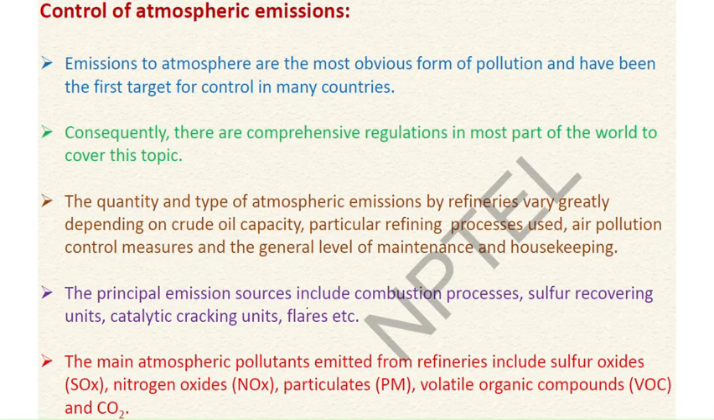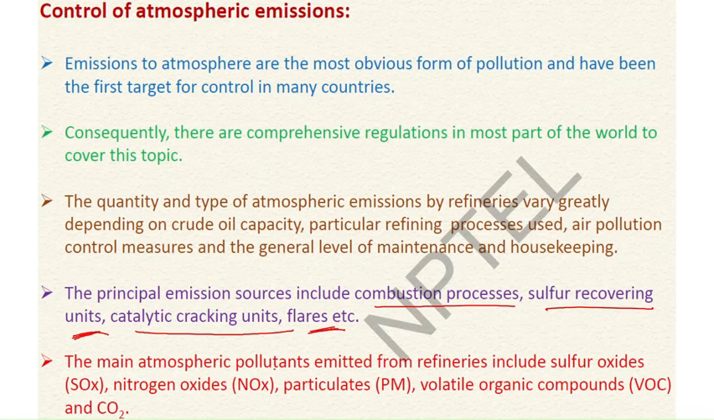The principal emission sources include combustion processes, sulfur recovery units, catalytic cracking units, and flares. Mostly the emission comes from the combustion processes, where a huge amount of flue gases are released. In the sulfur recovery unit, a large amount of sulfur H2S is treated. Then the catalytic cracking unit also releases a large amount of flue gases and effluents. And in the flare, a huge burning of the effluent gases takes place.